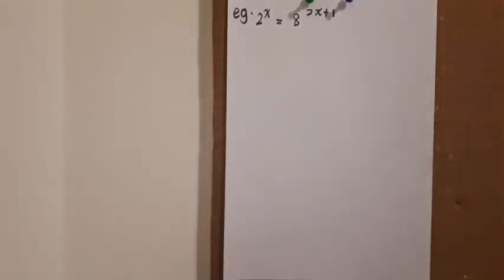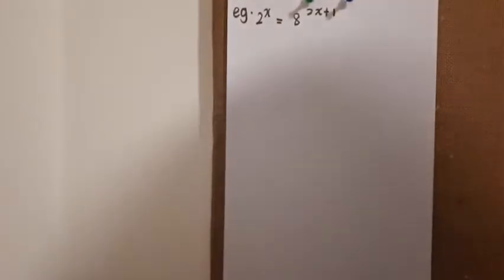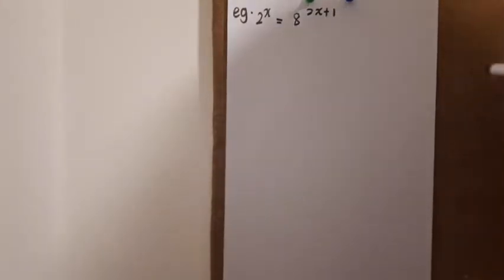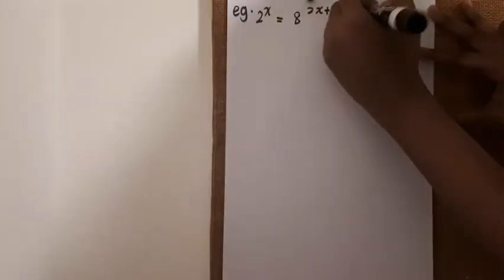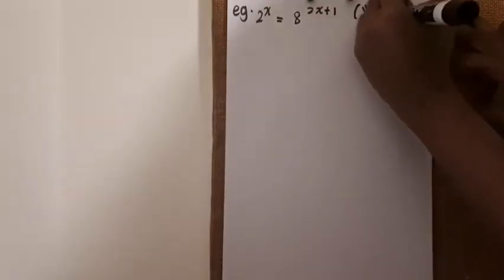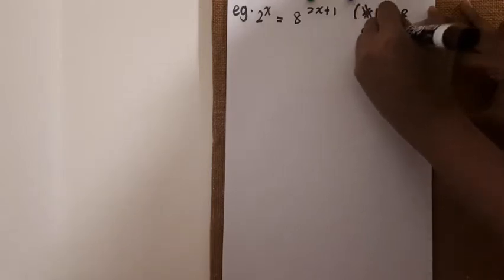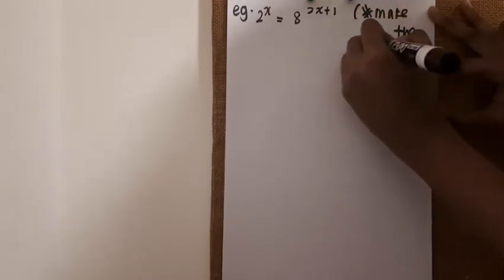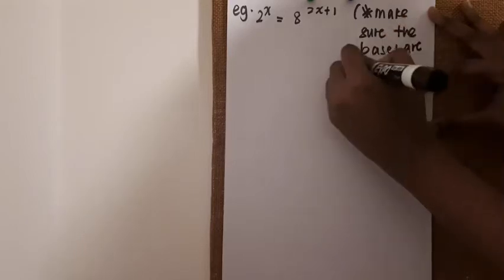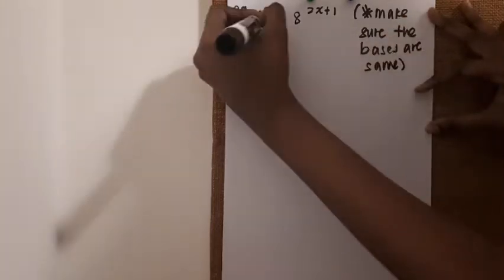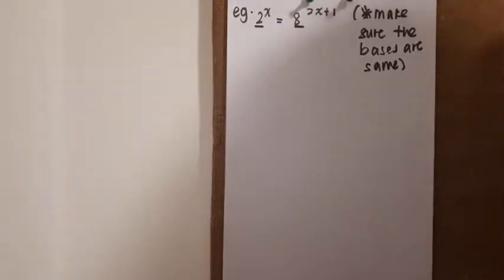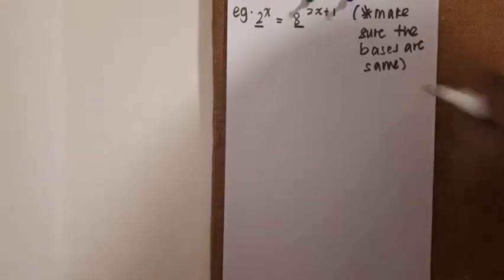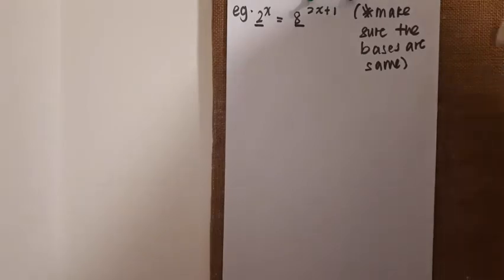Again, in the previous video I stated that if you want to solve indices, you should make sure the bases are the same. What are the bases? Whatever is below is the base. So it is below the x and it is below the 2x plus 1. So 2 and 8 are called the bases. Before you solve anything, make sure the bases are the same.